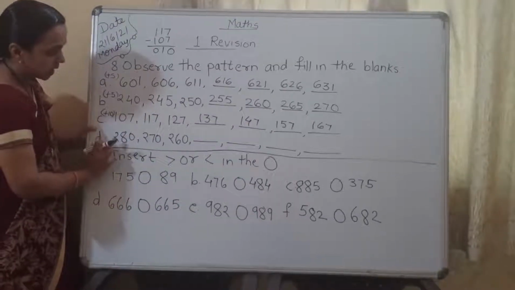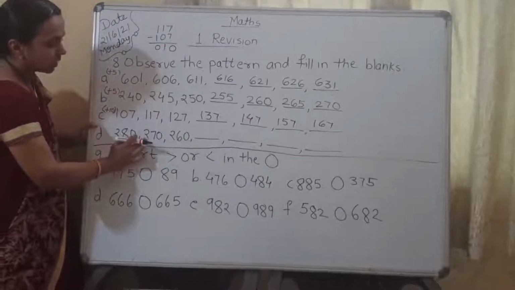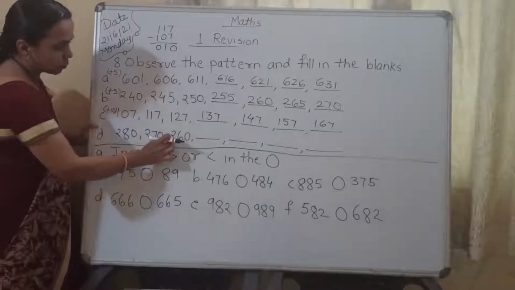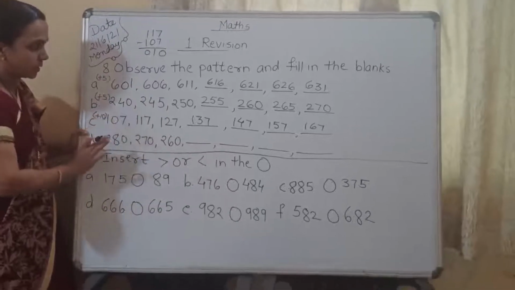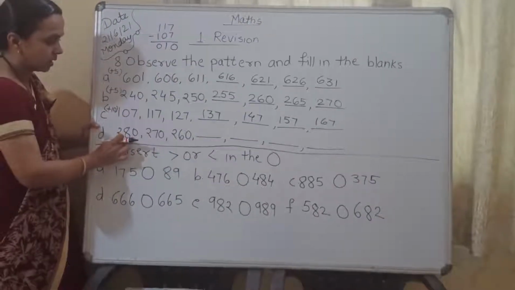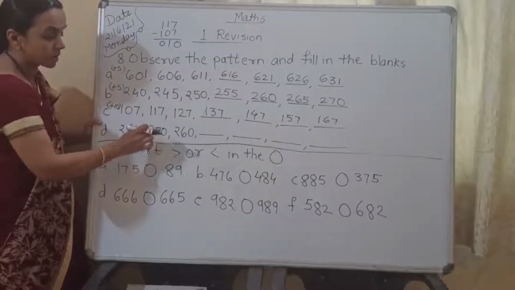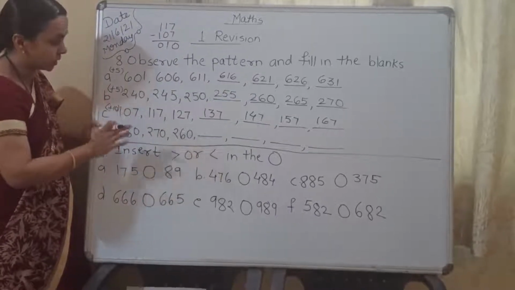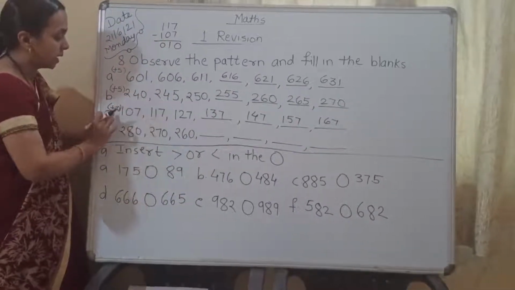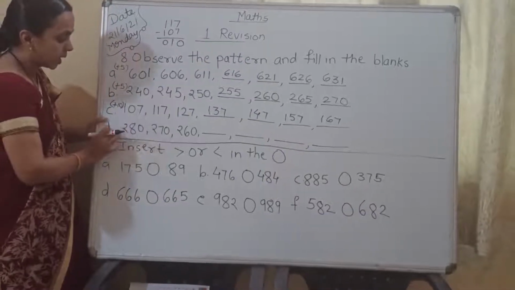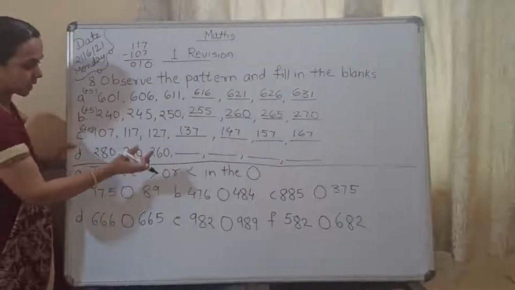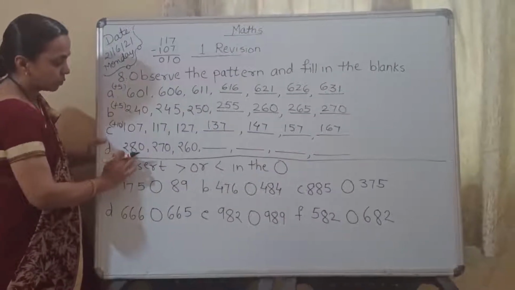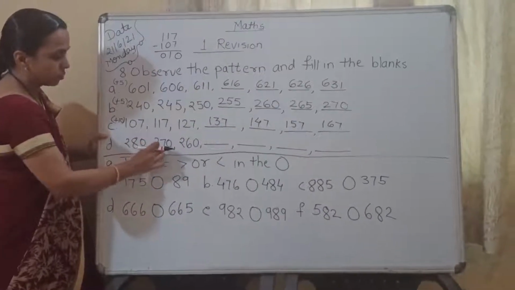What is given here? 280, 270, 260. See, somewhat difference is here. Here we have to do subtraction, not addition. In these first three examples, addition is there. But in this last example, we have to do subtraction. How much? Now see, 280 minus 270.